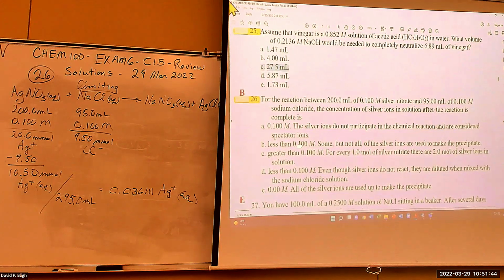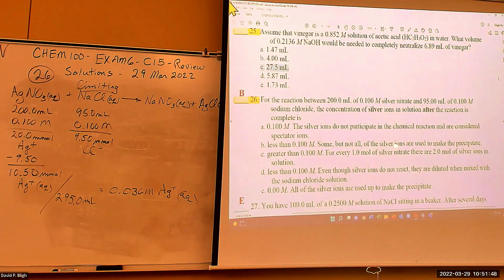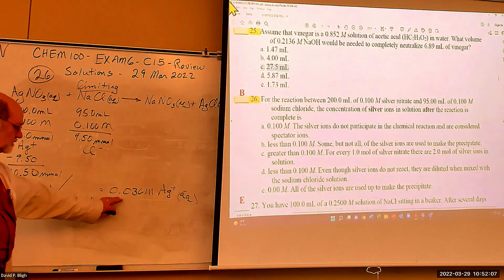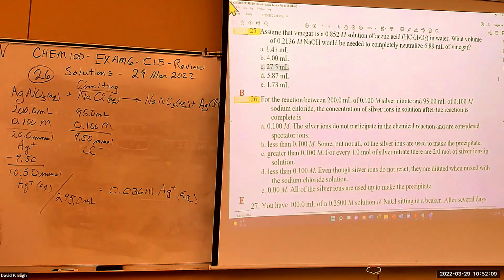Okay, let's see what else is given. Some, but not all, of the silver ions are used to make the precipitate. That's true. Even though silver ions do not react, we stop there. It has to be B. Not all of the silver ions react to make up the precipitate. You have some left over in solution. Okay?